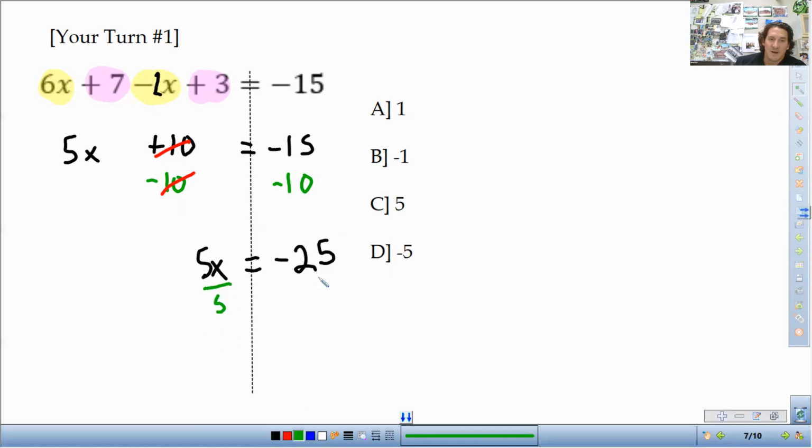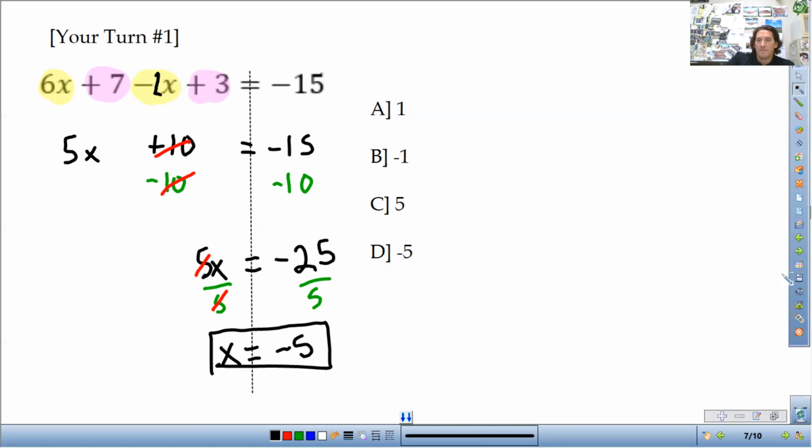I'm going to finish off by eliminating the 5 by dividing both sides by 5. So times 5 divided by 5 cancels out. And then I get x is equal to negative 5. Just keep track of those negatives.